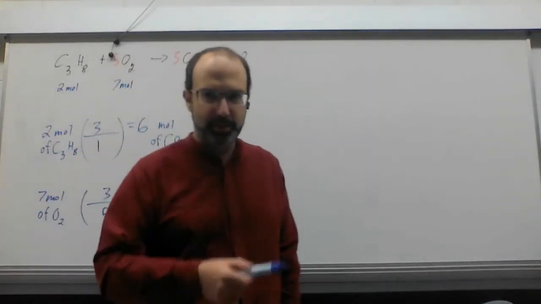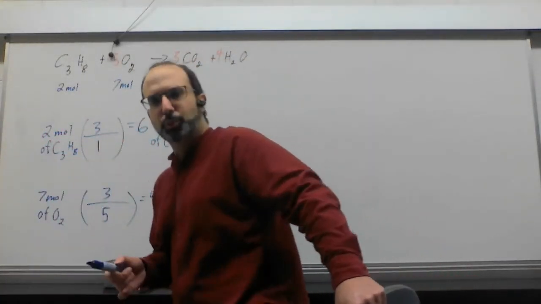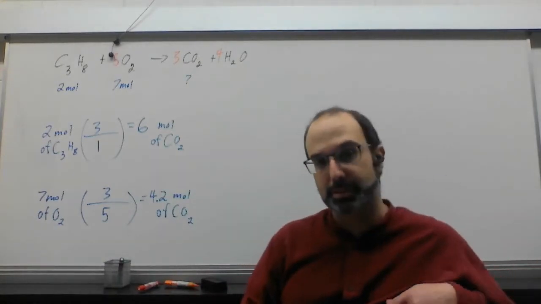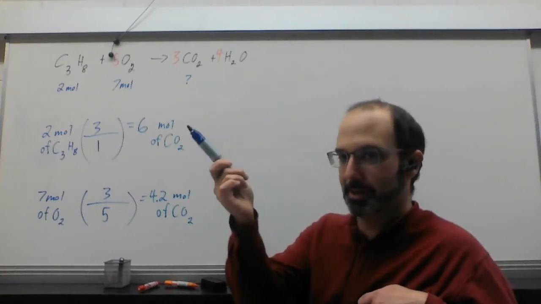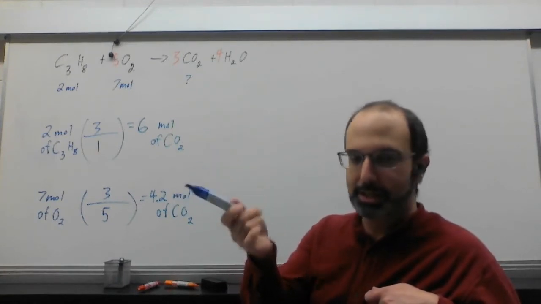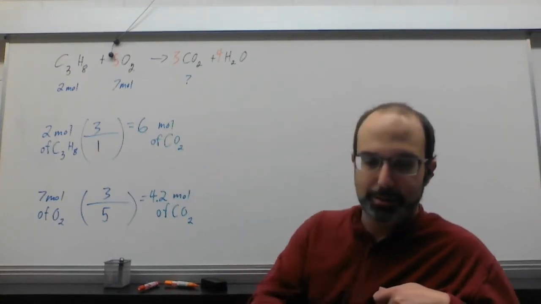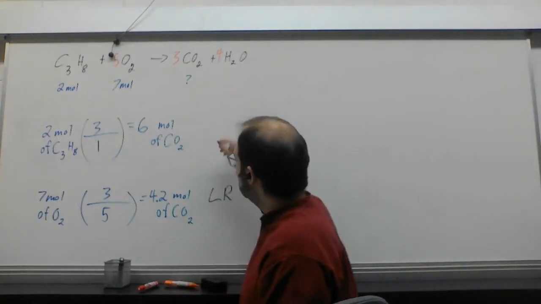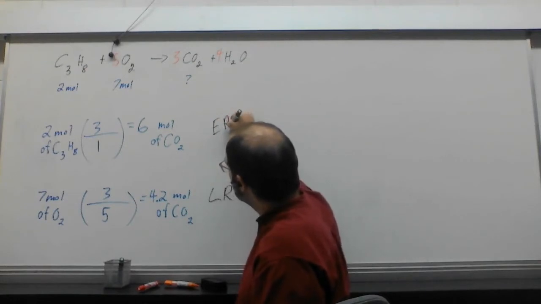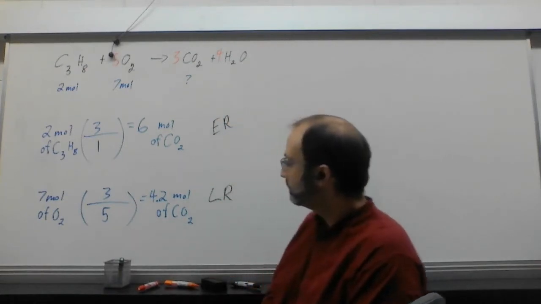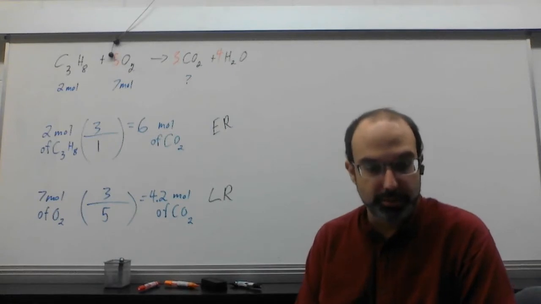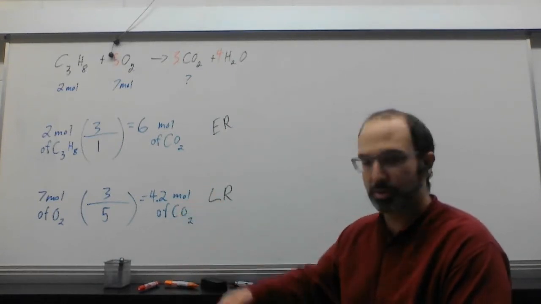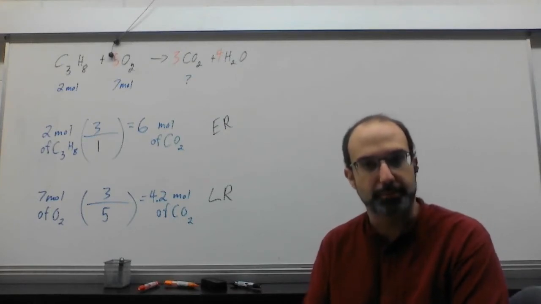So now remember what we did with the sandwich. The one that ran out first was what actually happens, because obviously I can't keep making more if I run out too early. So this must be the limiting reactant. This must be the excess reactant. So the question says, how many moles of carbon dioxide are formed? 4.2. That's it. We're done.